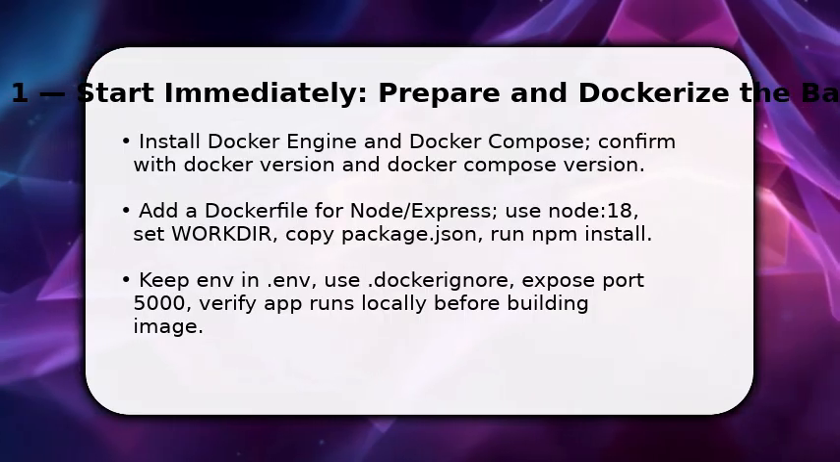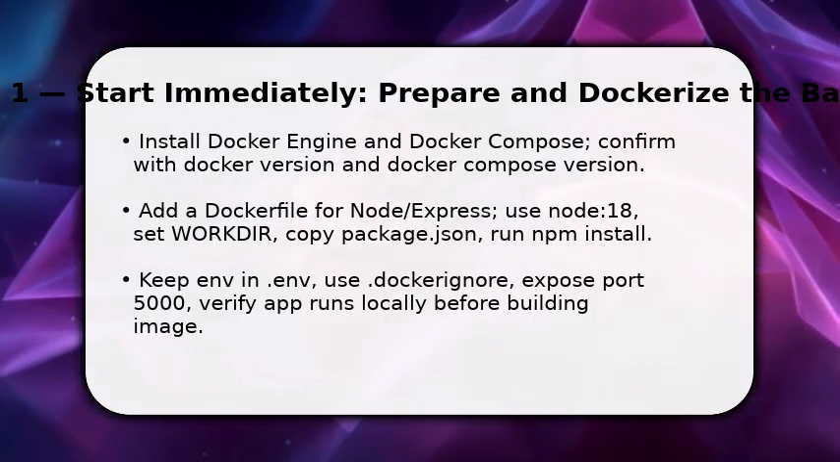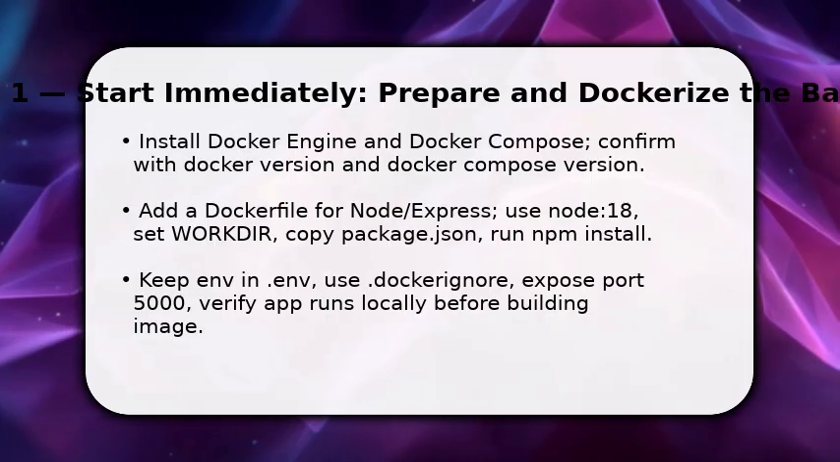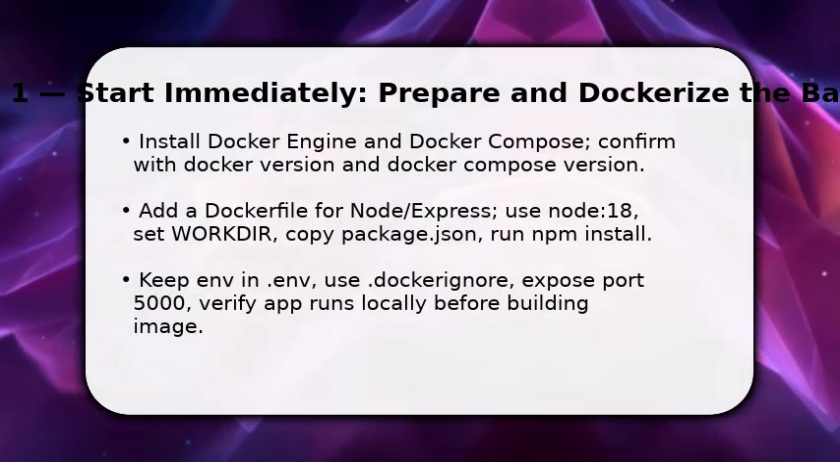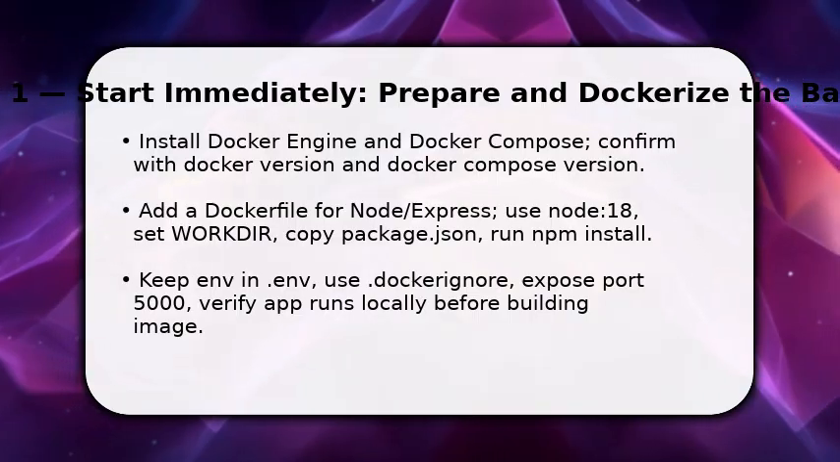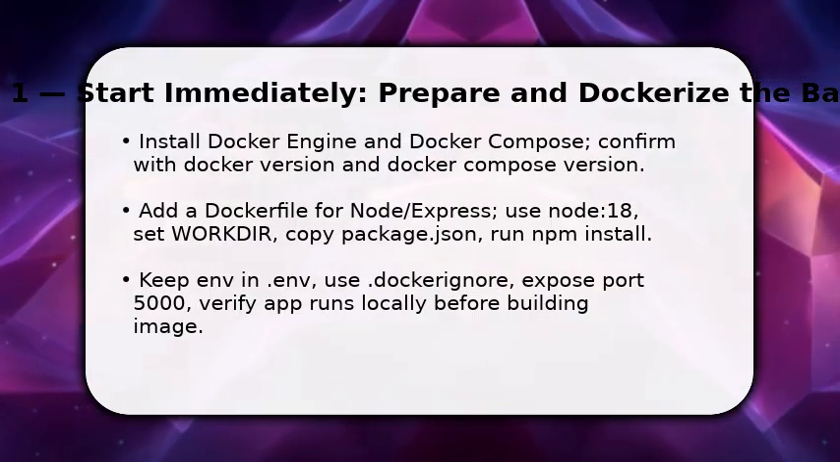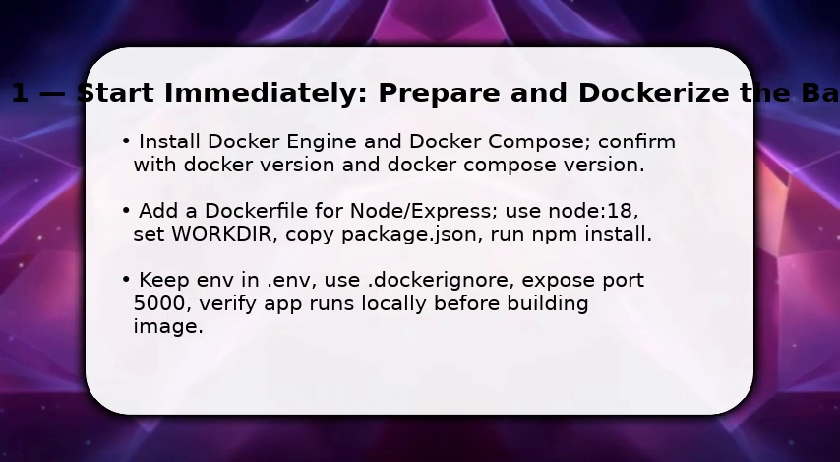Once done, use .dockerignore to avoid copying node_modules. Make sure to expose port 5000 and map it in Compose. Keep sensitive values in .env, not in the image. Build the image locally to confirm the server starts before moving to the front end.